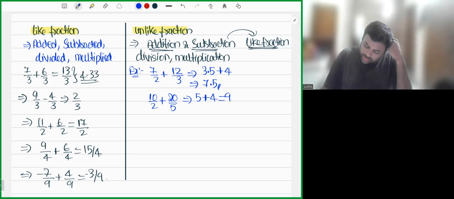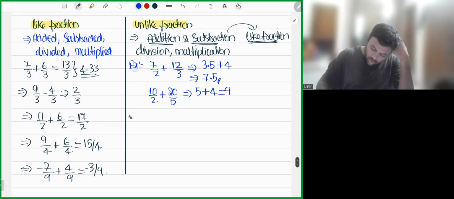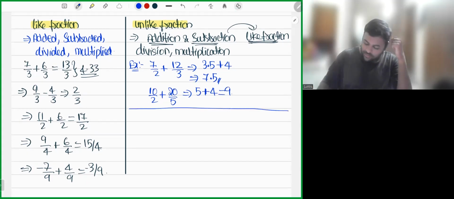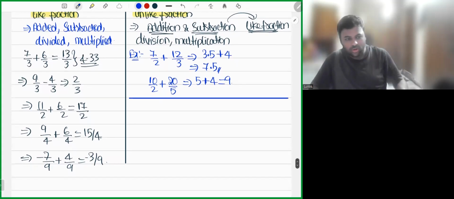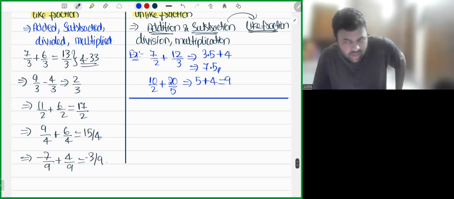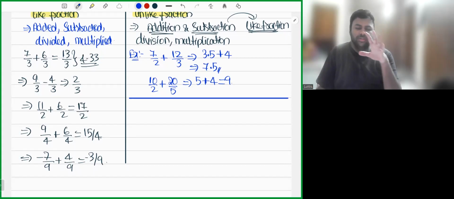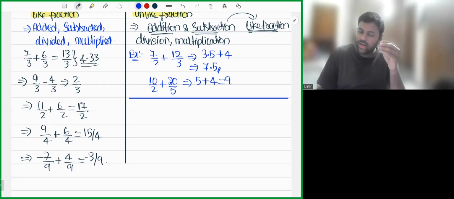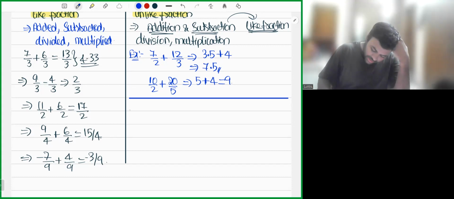Sir, one more thing you said: if you want to do addition and subtraction, you'll convert them into like fractions. How can you convert them into like fractions? Before that, let me tell you one rule about fractions first. My dear friends, if you have a fraction, you can multiply the numerator and denominator by a number. It will remain the same. It will not change. Say, for example, I have a fraction like this, 1 by 10.